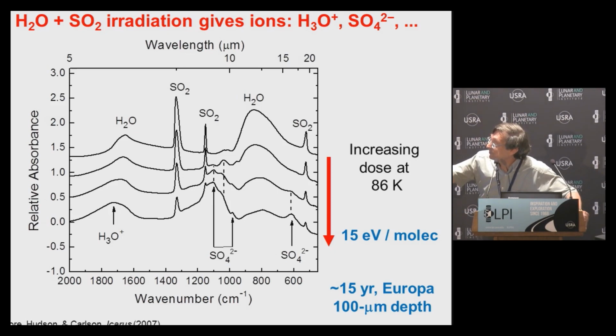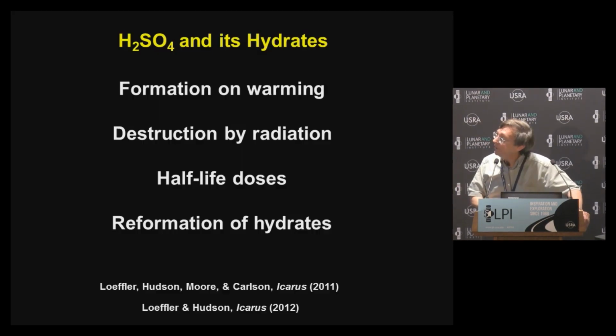But we wrote this up some years ago with Bob Carlson, who came in our laboratory and helped us out with this. And so if I read the papers by Chris Paranicas and John Cooper and other people, if I read those correctly, the doses we use here correspond within 100 micrometers to only about 15 years on Europa, which I don't think about as very long in geological timescales, and maybe you do, I don't know. Anyway, this was not a problem making sulfate over here from SO2.